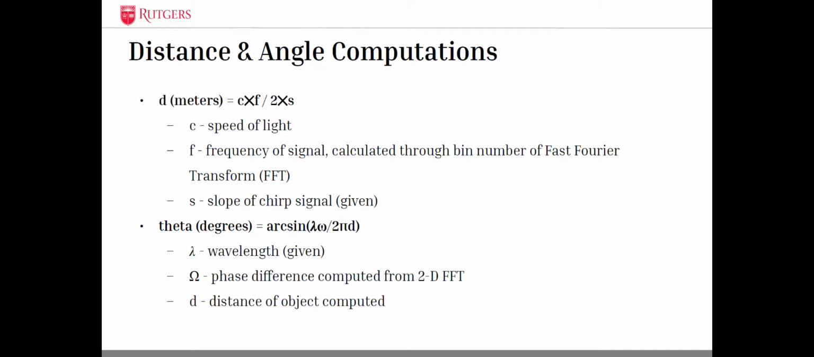Here we have the computations that follow from this. First, we have the distance, measured in meters, given with this formula, where c is the speed of light, f is the frequency of the signal calculated through the bin number of the FFT, and s is the slope of the chirp signal. And we also have the angle, theta, measured in degrees with the given formula, where lambda is the wavelength, omega is the phase difference, and d is the distance that we just calculated previously.